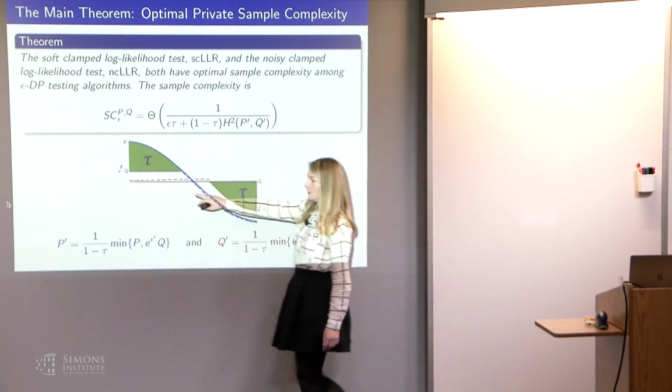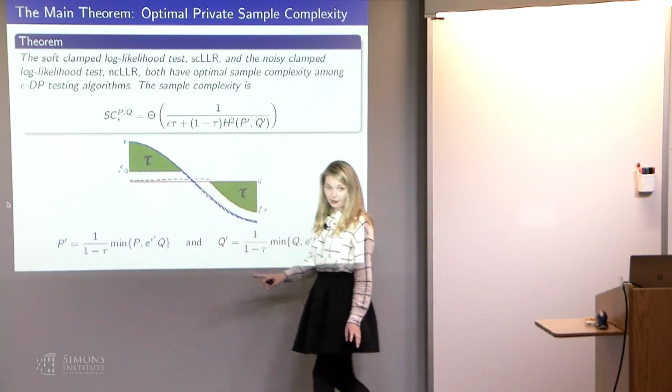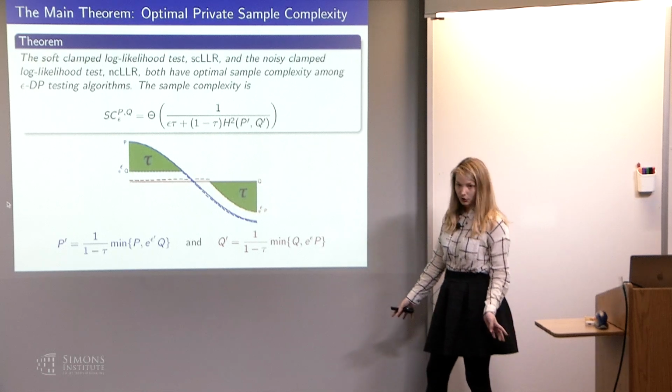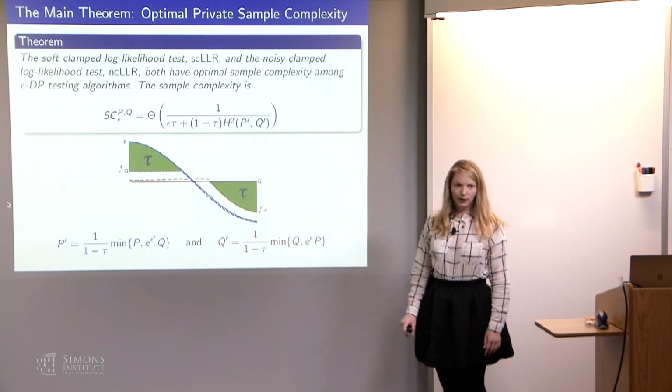For the rest of the talk, I'm just going to assume that epsilon is equal to epsilon prime. The proof doesn't really change at all if I don't assume that. I just don't have to carry around this epsilon prime.